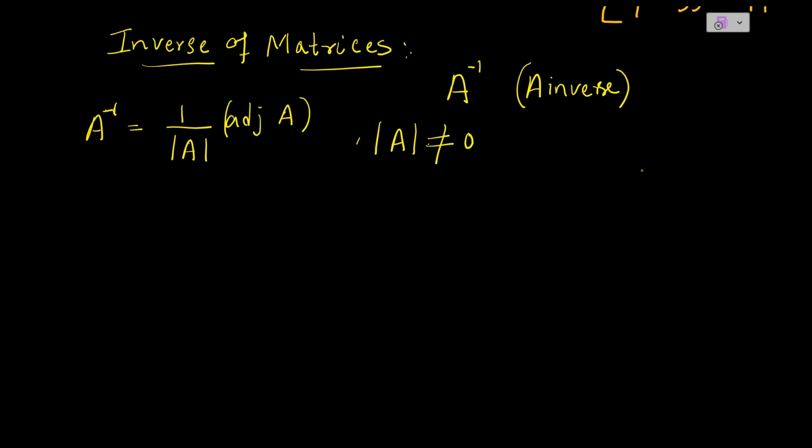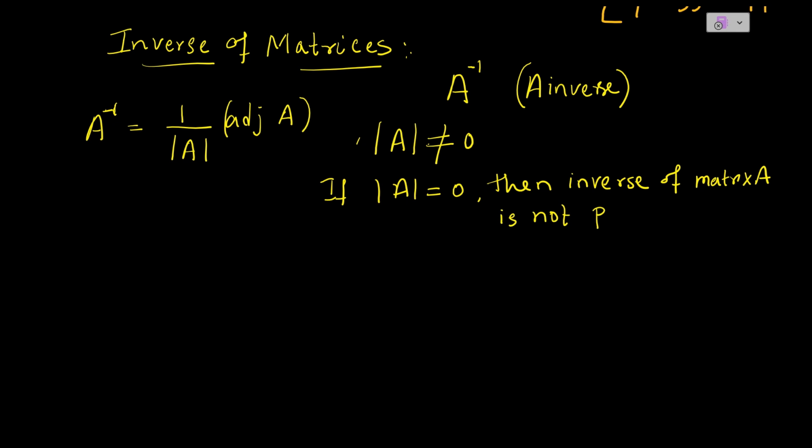If determinant of A is equal to 0, then the inverse of matrix A is not possible. Understood? There is no inverse for matrix A if the value of its determinant is 0. We can find A inverse only if determinant of A is not equal to 0.